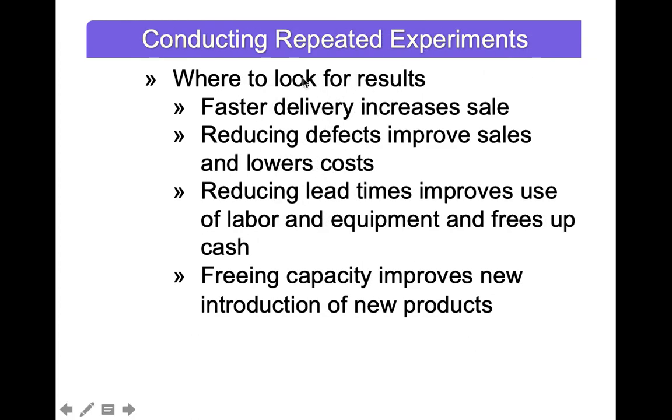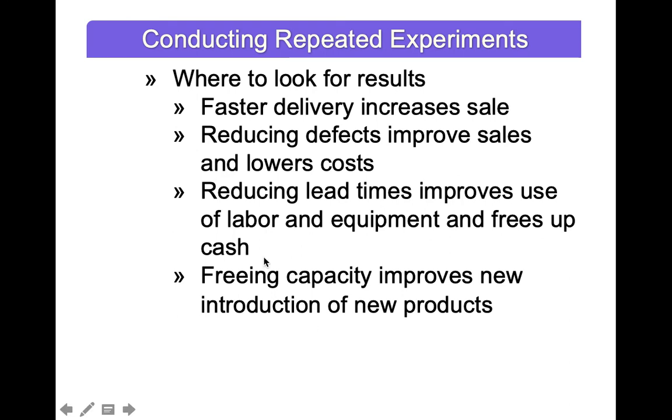Conducting repeated experiments to grow the learning. Where to look for results: faster delivery increases sales. Reducing defects improves sales and lowers costs. Reducing lead times improves use of labor and equipment and frees up cash. So these are all the things that can happen.